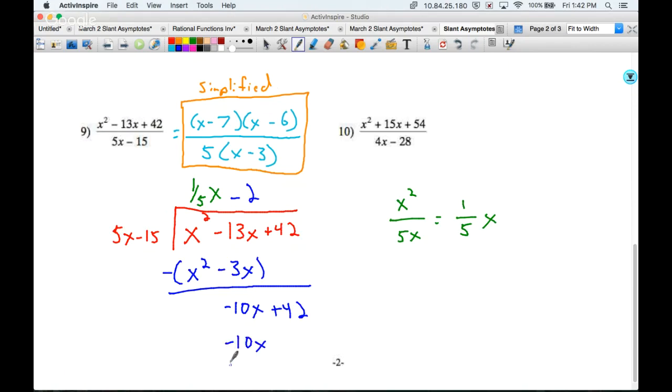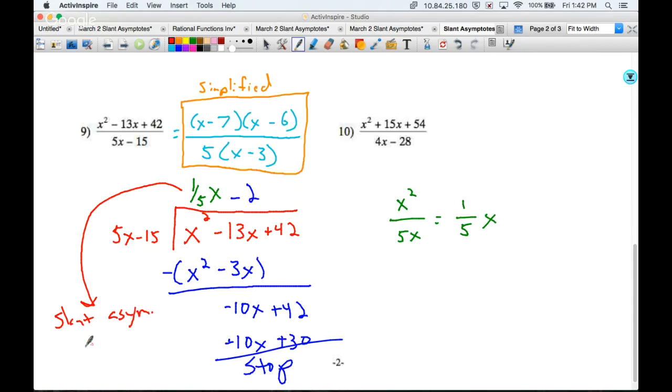And actually, at this point here, we're going to stop, because it doesn't matter what the remainder is. We've already figured out the linear and the constant term of the slant asymptote. So we've got a slant asymptote at y equals 1/5 x minus 2. All right.